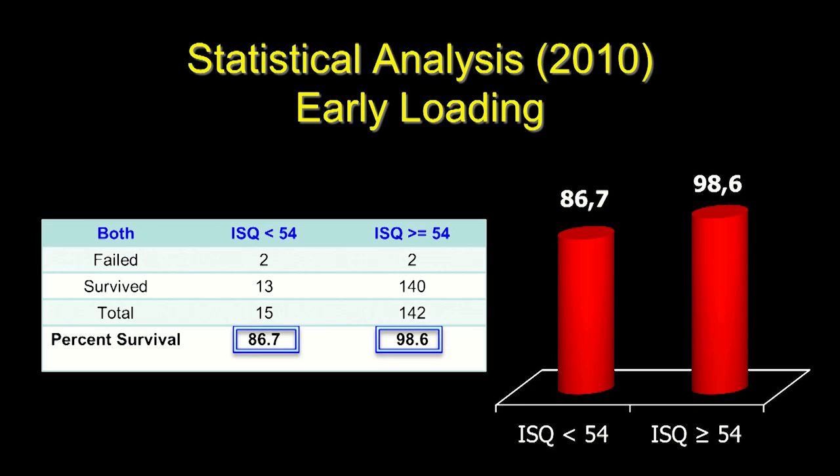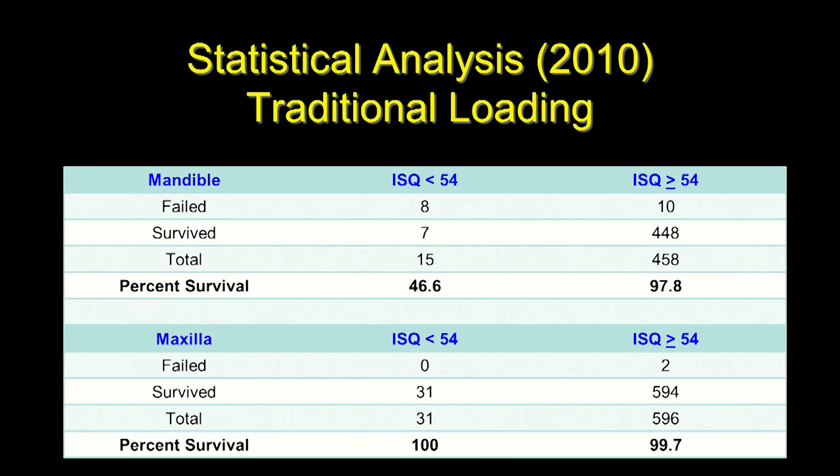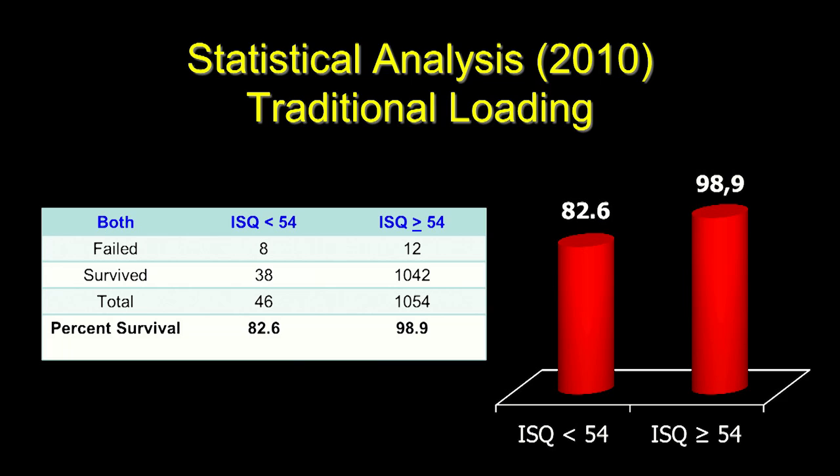Now, a lot of numbers here, but it's going to lead up to the discussion that I have for you after this presentation of statistical analysis that indicates to me what we need to do when we see an ISQ value. So with traditional loading, when you combine the maxilla and mandible, you see that with a cutoff value of 54 now, the survival rate is 82.6, and with a cutoff value above 54, it was 98.9 for traditional loading.